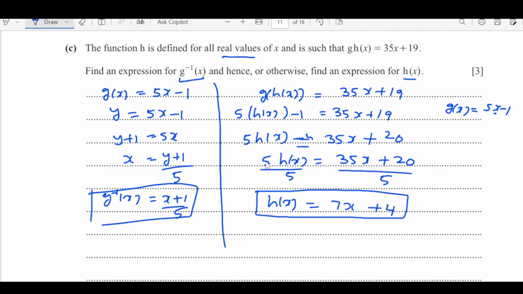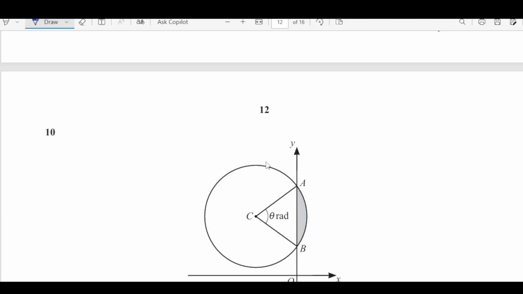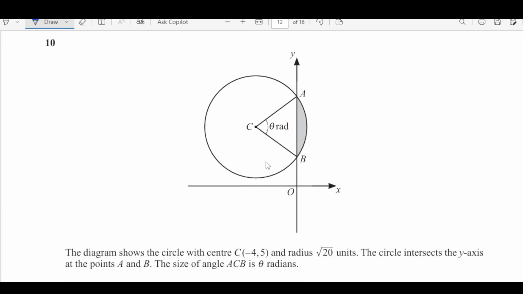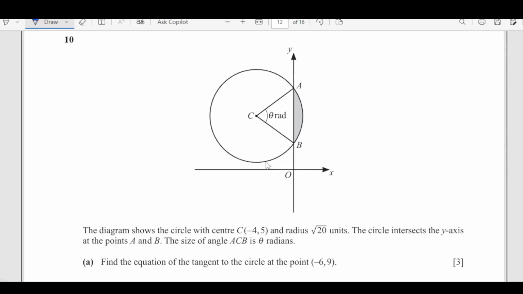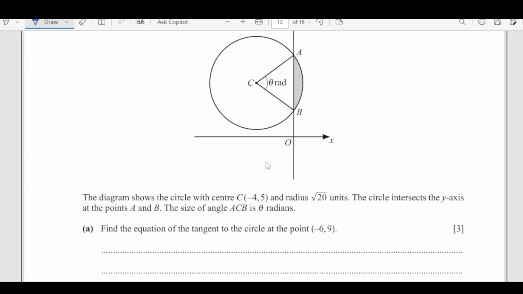Now the next one, let's see what we have. We have here question number 10. We can see the diagram. The diagram shows a circle with center (4, 5) and the radius is root 20. So this center C has coordinates negative 4 and 5, and this is square root 20, right? So this is also going to be square root 20, because that is also the radius.